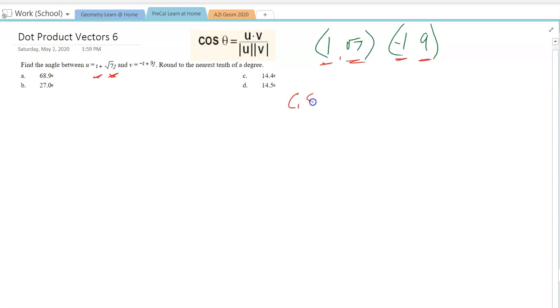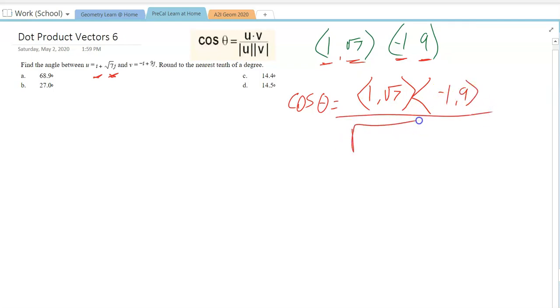So then I need to do cosine of theta equals 1, square root of 7, dot product on the top. So V is negative 1, 9, and magnitudes on the bottom: 1 squared plus square root of 7 squared, negative 1 squared plus 9 squared. So for the dot products in the numerator, 1 times negative 1 is negative 1, and plus square root of 7 times 9 is 9 root 7.